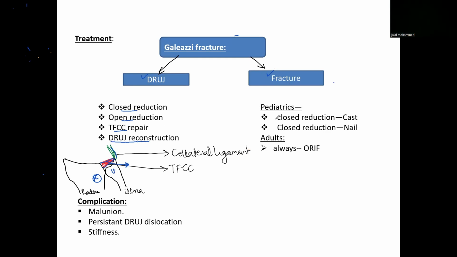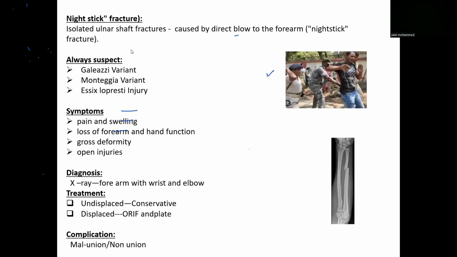Whereas in fracture, in children we can manage by closed reduction with cast, but in adults it always needs open reduction and internal fixation. That is how you treat Galeazzi fracture. So you need to do something for the distal radio-ulnar joint and you need to do something for the radius fracture. The complication here is malunion. There is persistent distal radio-ulnar joint disruption and patient may develop stiffness sometimes. So this is all about Monteggia fracture and Galeazzi fracture.